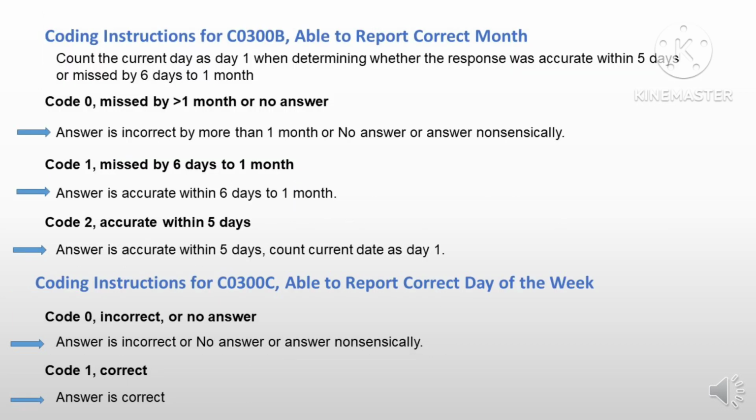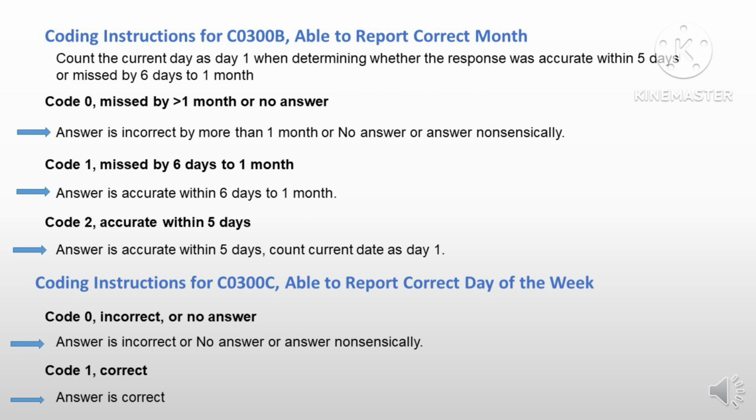Coding instructions for C0300B, able to report correct month. If the patient's answer is incorrect by more than 1 month, or if the patient chooses not to answer the item, or the answer is nonsensical, the response would be 0. Code 1 will be appropriate if the patient's answer is accurate within 6 days to 1 month. And if the patient's answer is accurate within 5 days, then need to select code 2. Count current date as day 1.